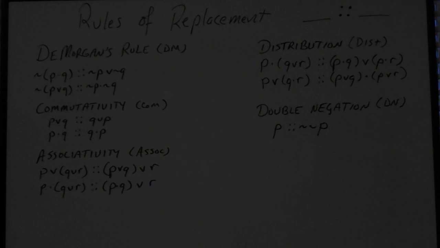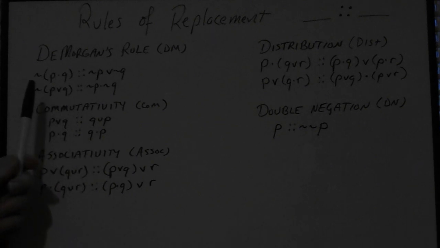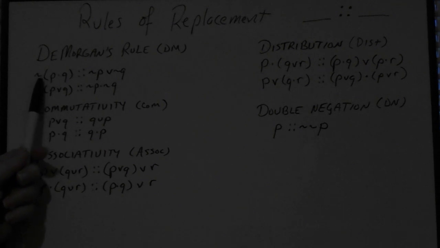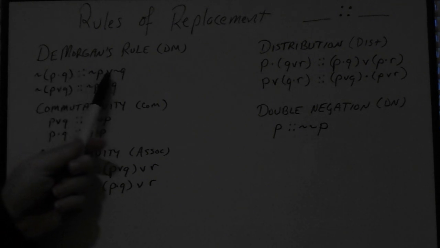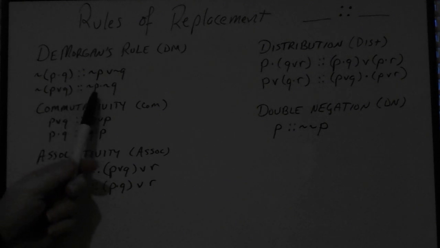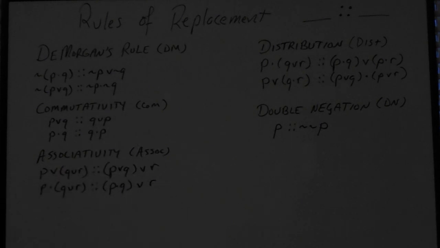So in 7.3 we are introduced to these 5 rules of replacement. Each of these deal with the dot and the wedge. We have Demorgan's rule, DM, which basically says that if you have P and Q in parentheses negated, that is exactly the same as not P or not Q. And if you have P or Q in parentheses negated, that is exactly the same as not P and not Q. Now, why would you want to use something like this? Well, it could just simply help you to solve a particular problem.